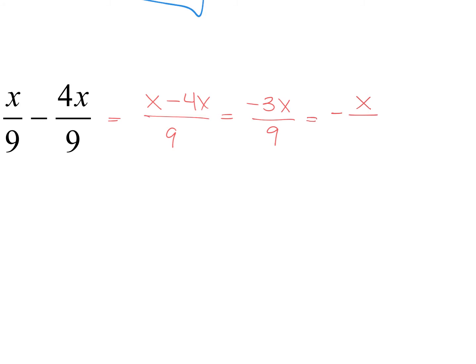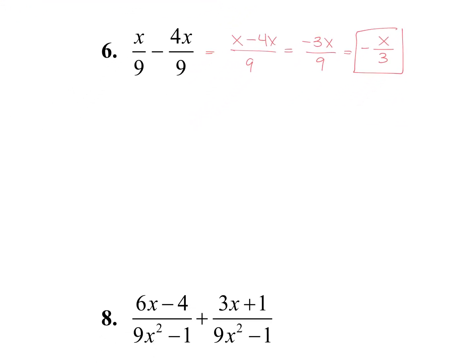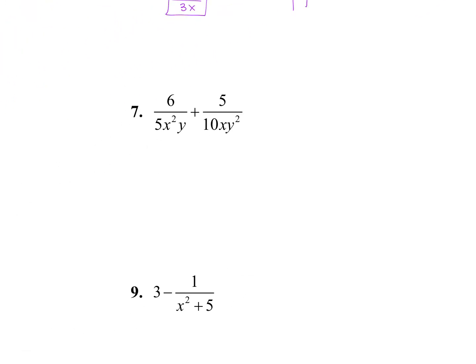Oh, sorry, 3. My bad. I didn't reduce. I was so focused on the negative. It's a 3. Negative 3 over 9 is negative 1 over 3. So far, so good? Okay, number 7.